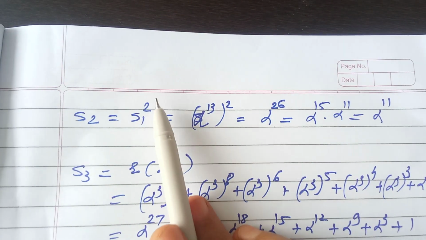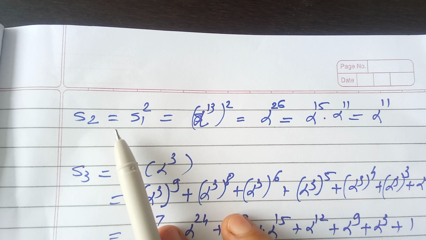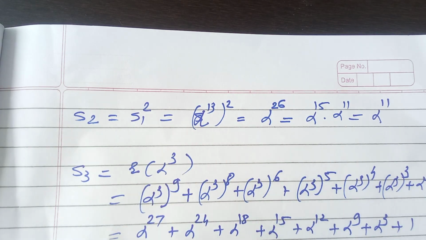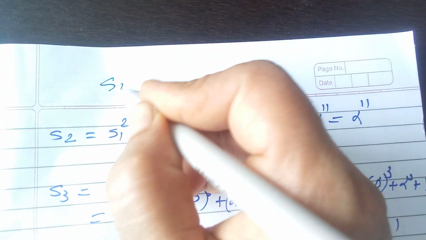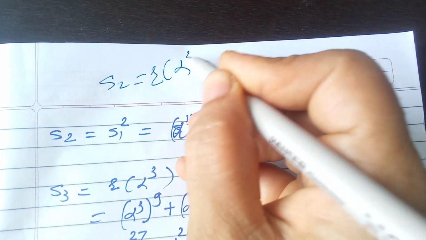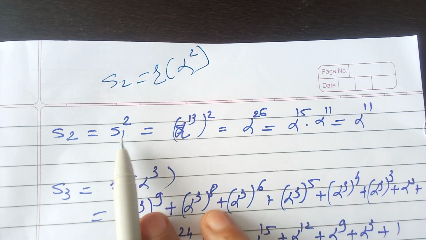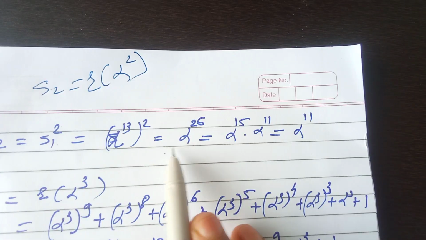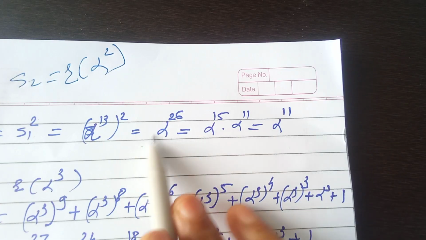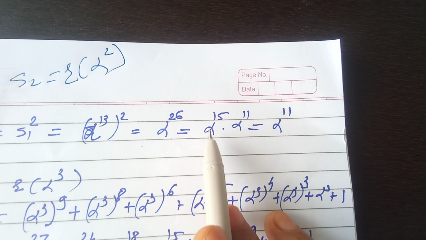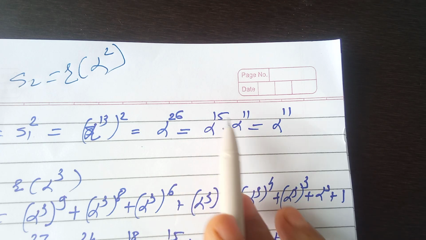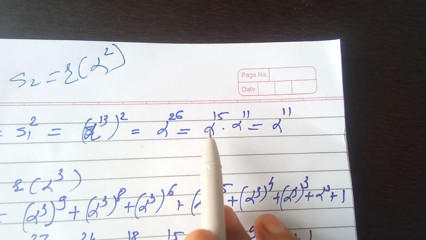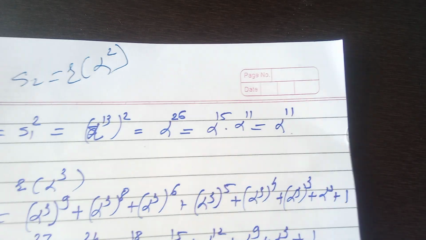Next, S2. S2 is S1 square, or you can find S2 as R alpha square. Otherwise you can use this equation, S1 square. S1 is alpha raised to 13, squared, so that is alpha raised to 26. You have to make it in the powers of 15, because alpha^15 is 1. So alpha^15 into alpha^11 is alpha^26. Alpha^15 is 1, so that is equal to alpha^11.